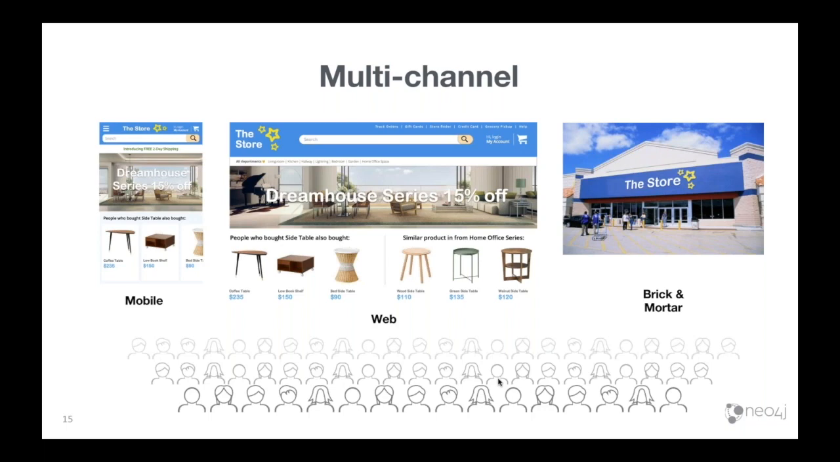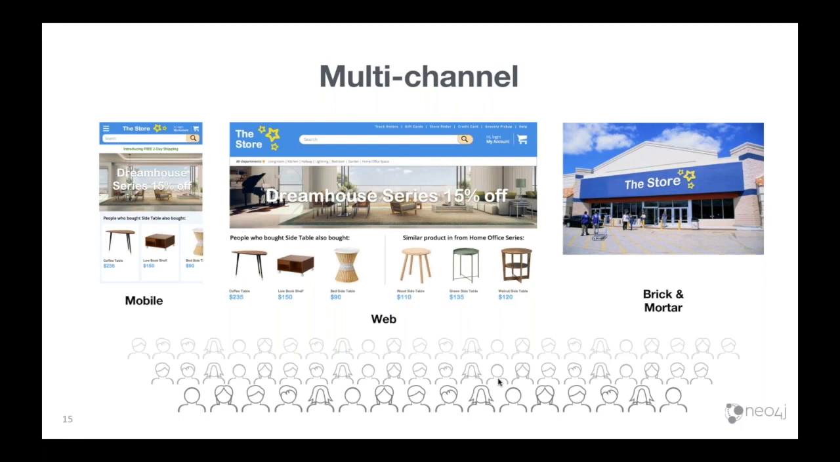And of course, the really promising thing about this is being able to do it across channels, right? So being able to power recommendations for an app if you have one, on your website, in your brick and mortar stores, and being able to do that in real time across channels. So if someone's on your app 1 minute and they're on the website the next, you want to be able to carry over that context.